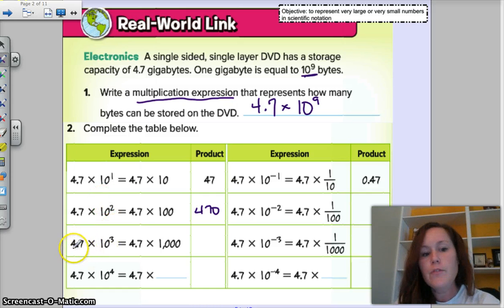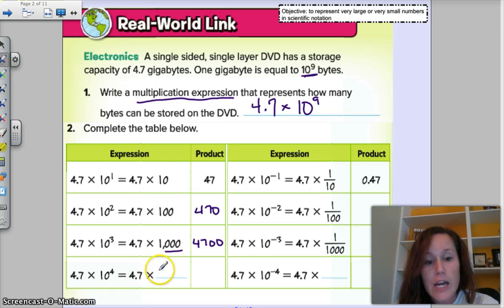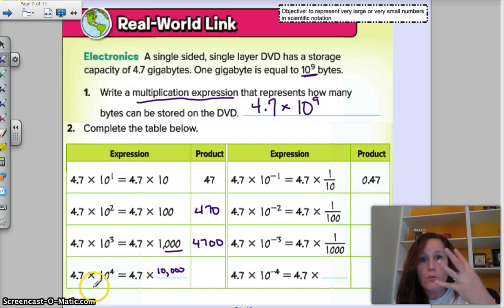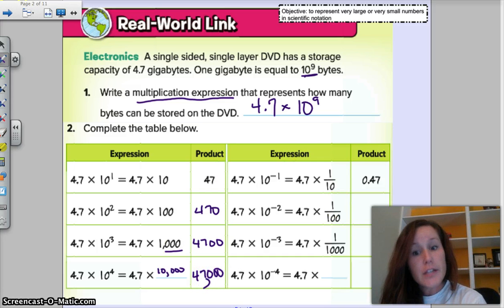In the third example, 4.7 times 10 to the third, I have 3 zeros. I'm going to move my decimal place 3 places to the right and get 4,700. In my last example, 4.7 times 10 to the fourth is the same as 4.7 times 10,000. Again, 4 zeros, 4 is my exponent, move my decimal 4 places to the right. So I'm going to have 47,000 with a comma.